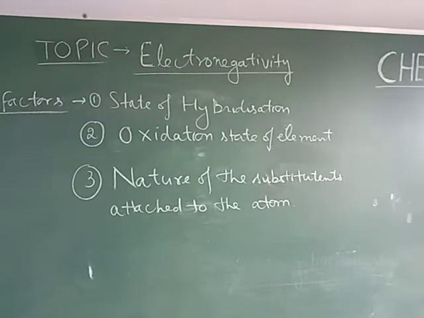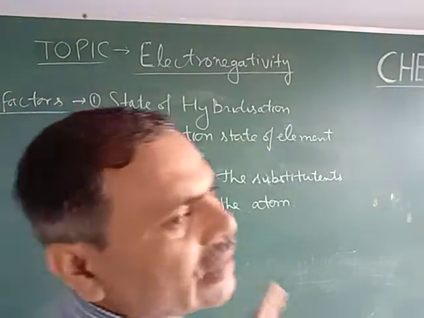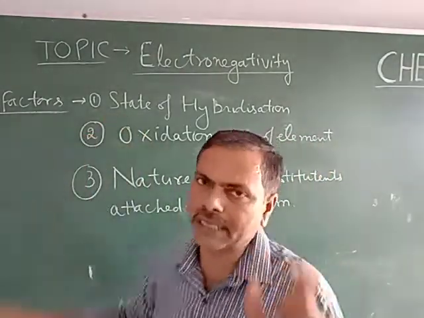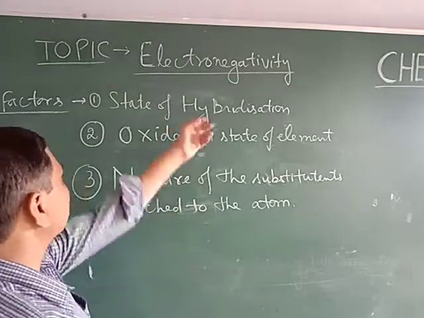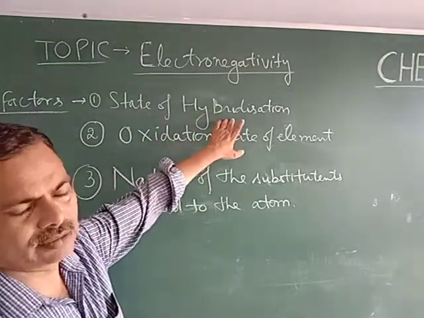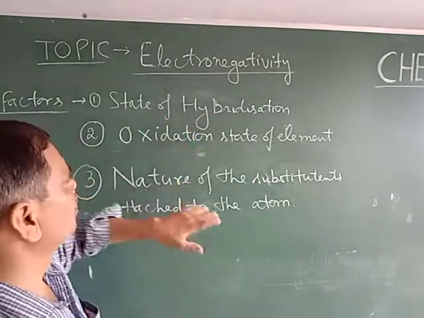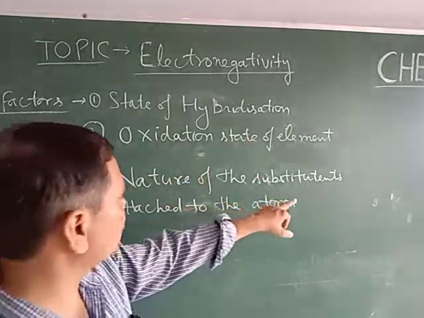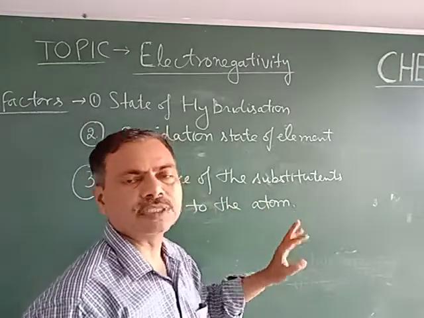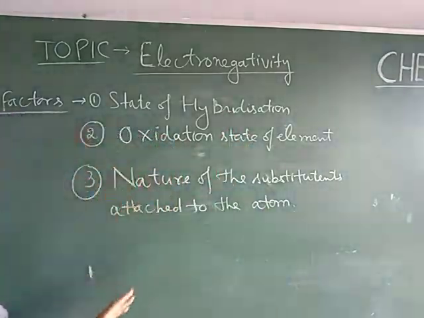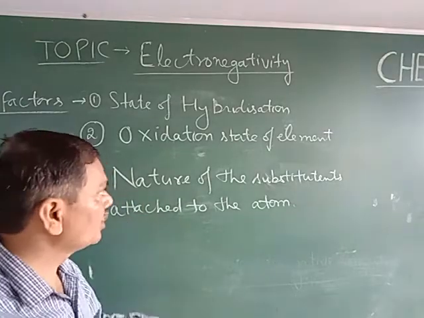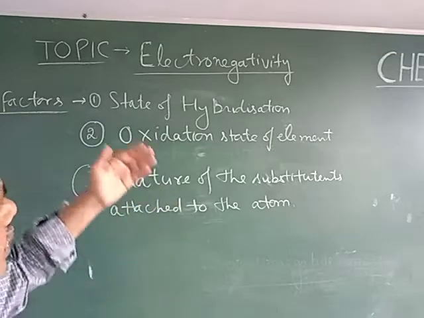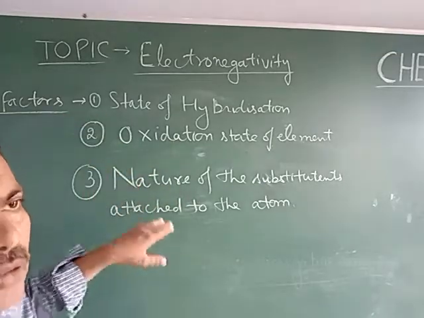There are 3 factors which affect the electronegativity of the elements. First one is state of hybridization, second is oxidation state of the element, and third is nature of the substituents attached to the atom. These are the 3 factors which affect the electronegativity of the element. Now you can take a screenshot of this. Now I will explain the effect of each factor on the electronegativity.